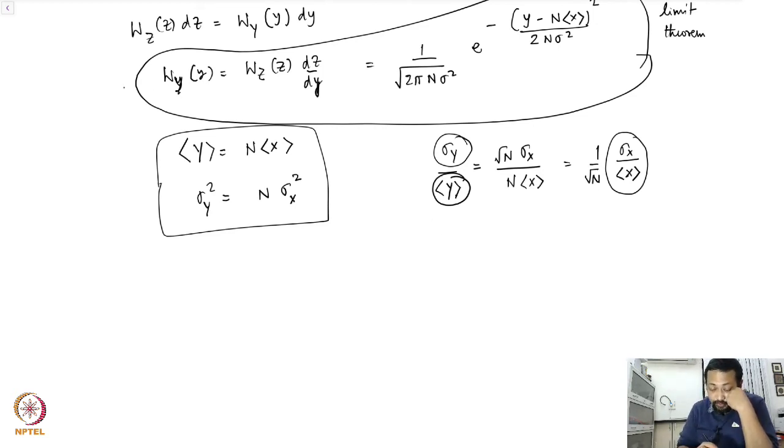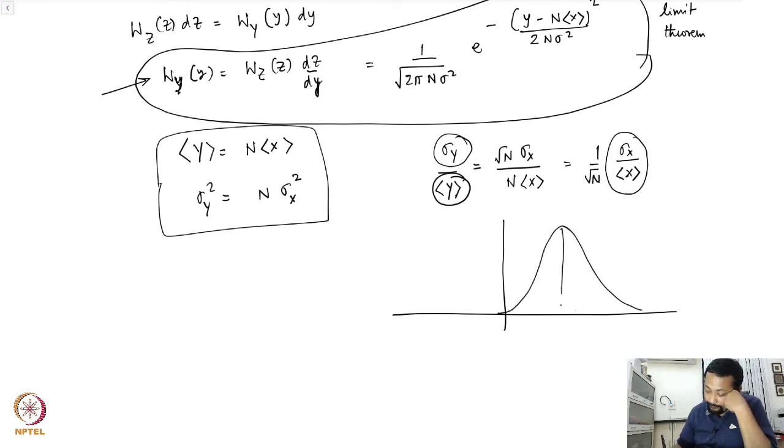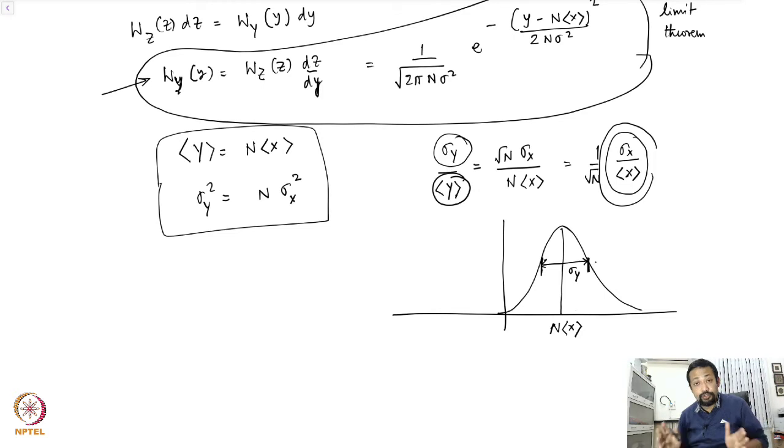So clearly I know that first of all this probability density is going to be a Gaussian. So let's look at it. It has an average which is n times the average of x, and it has a certain width which is sigma y. So if n is large enough, then this ratio decays as 1 by square root n. So the average also increases, but the sharpness of this, which is essentially the spread of this curve, also decreases. So this curve becomes sharper and sharper, right? So this is the consequence of the central limit theorem.